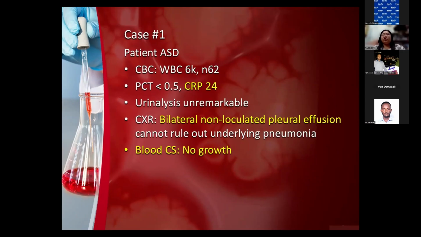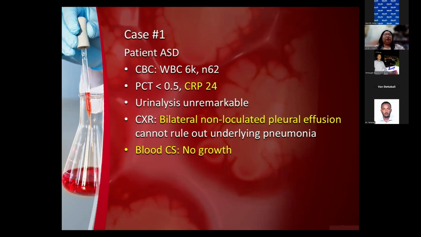Urinalysis was pretty much unremarkable, and chest X-ray just showed bilateral non-loculated pleural effusion, which cannot rule out an underlying pneumonia. A blood culture in preparation for chemo ID clearance was done, but there was no growth of any microorganism. So just basing on the history, physical exam, and preliminary lab results, we only have an increased CRP. The patient pretty much has no other signs of infection.